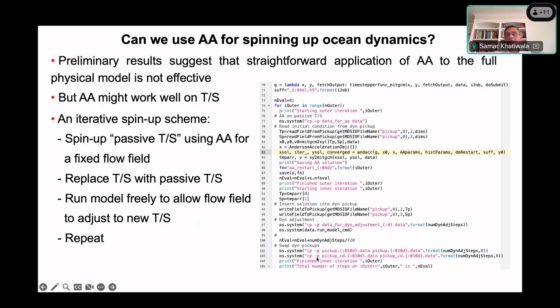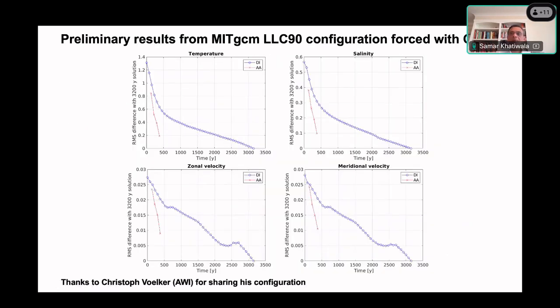This is, again, the complete code in Python for setting up this workflow. It's very straightforward. And here are some examples from MIT GCM. This is the LLC 90 configuration. This is the lat-long cap configuration, which is nominally about 1 degree. I think it has 50 vertical layers. And this is forced with core normal year forcing, basically.